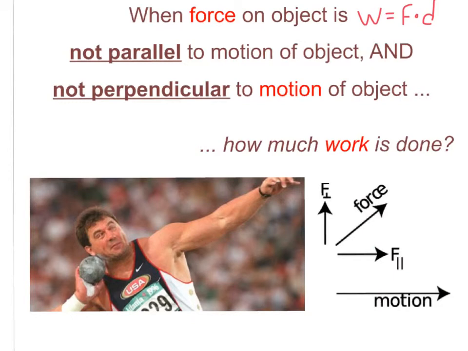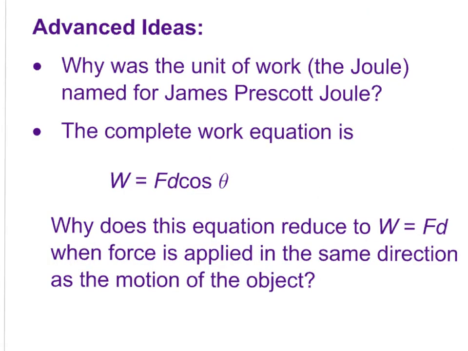What you need to know is that when force is applied somewhere in between parallel and 90 degrees to the motion, it is basically yielding work that is greater than zero and less than the maximum amount that could be gained if the two were parallel to each other. So if the force and the motion are somewhere in between parallel and 90 degrees, it will be somewhere between zero work and maximum work done on the object.